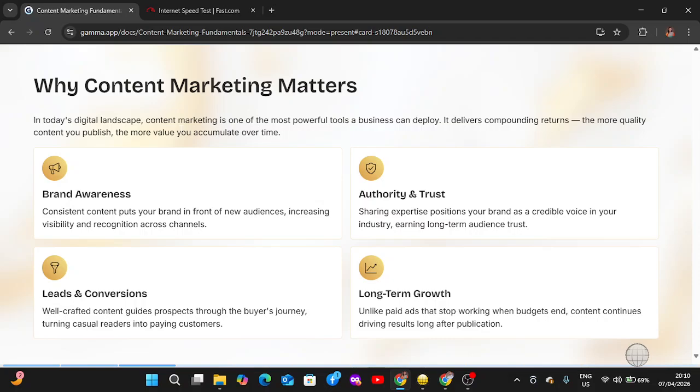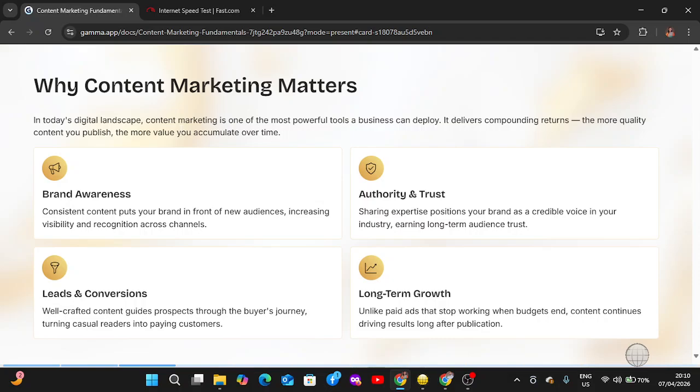That consistent content you put out there in front of new audiences also increases your visibility and recognition across all social media platforms, particularly. So that is why content marketing matters: brand awareness, for people to know you, for you to reach new people every day once you are consistent with your content. Then another thing it does is authority and trust.